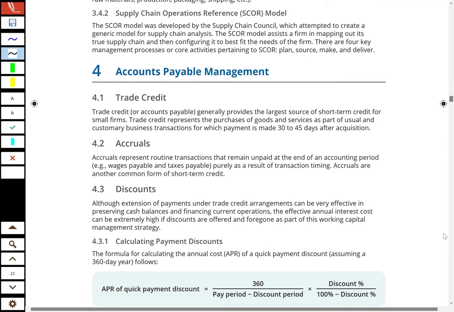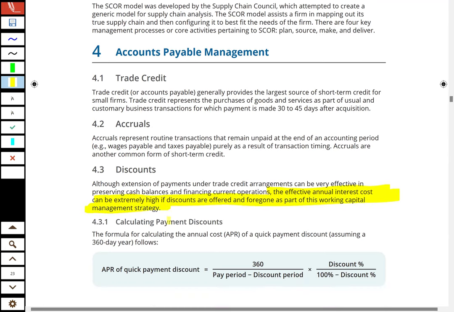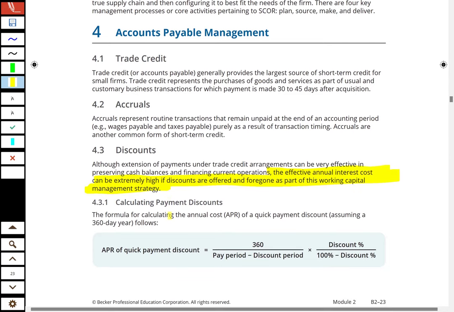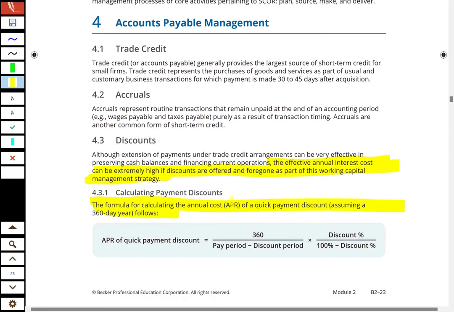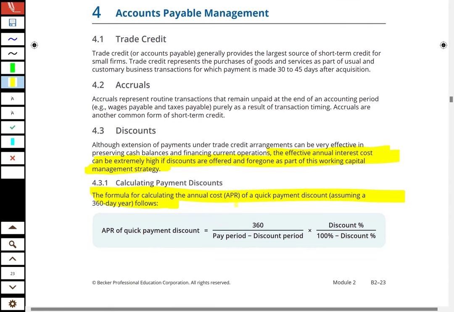Okay, so you start to take a look at this, and they say the effective annual interest cost can be extremely high if discounts are offered and then not taken. And so we want to figure out the annual cost of a quick payment discount, assuming a 360-day year.